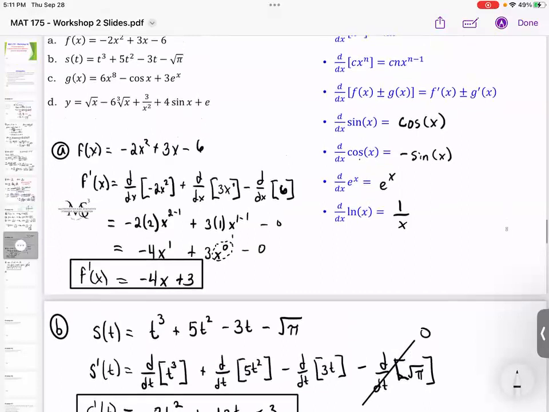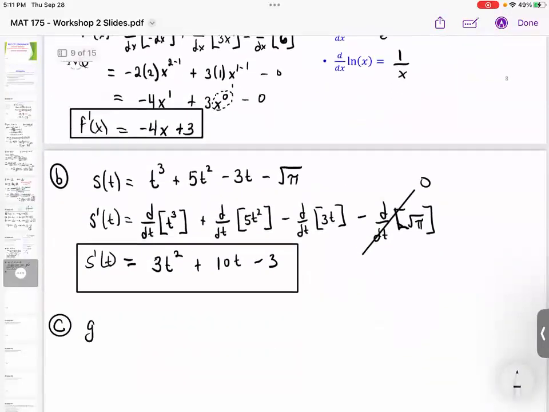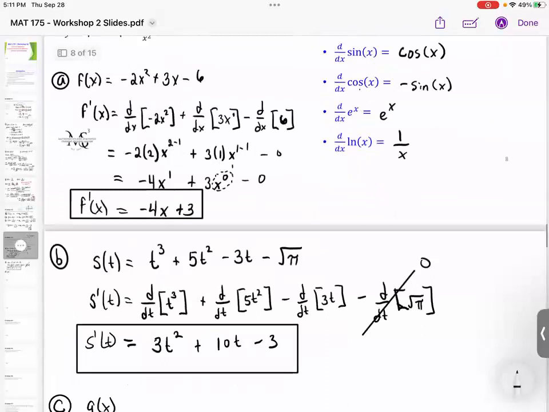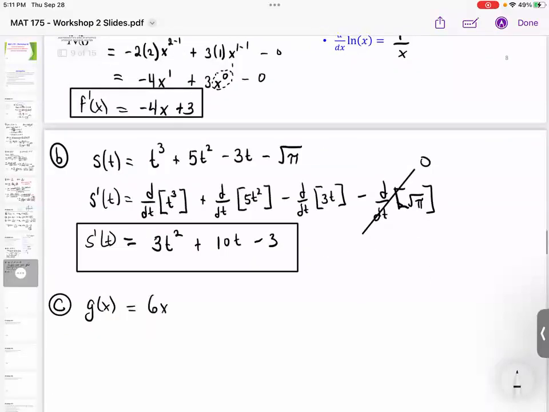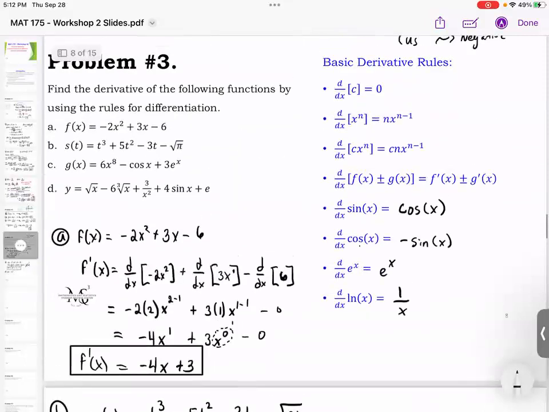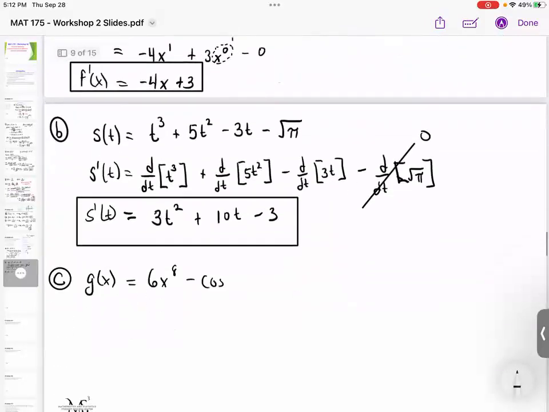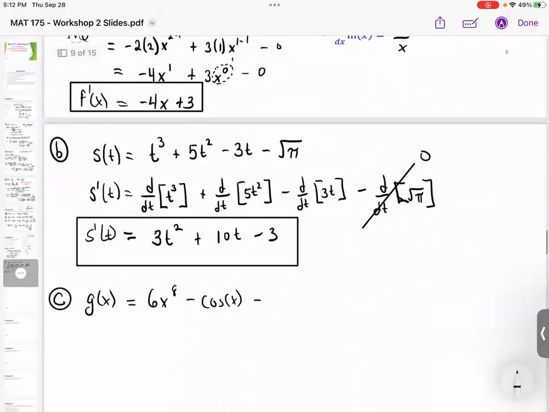Okay, so for part C, we have g of x is equal to, oh, this one doesn't require the rewrite. 6x to the 8th minus cosine of x plus 3e to the x. So essentially with enough practice with derivatives, you don't need to keep writing d/dt or d/dx. You don't need to write it all the time. If you can figure it out using a little bit of mental math, then you can get your derivatives.